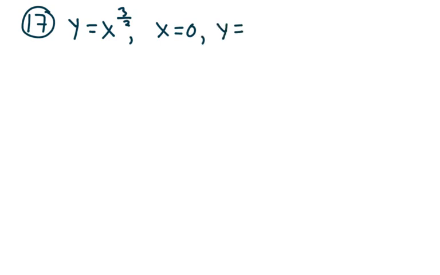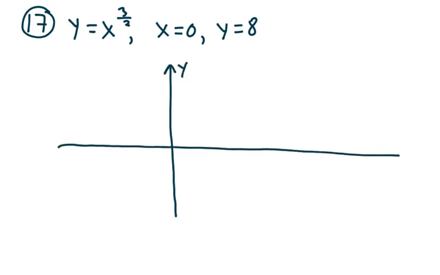Let's take a look at number 17. Suppose I give you y equals x to the 3 halves and x equals 0 and y equals 8, like so. We draw a picture. So here's y, here's x. When x is 0, y is 0.